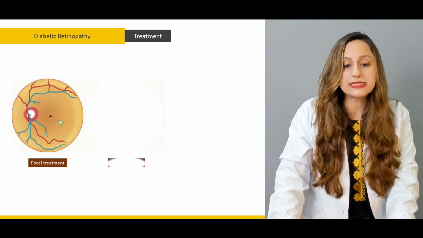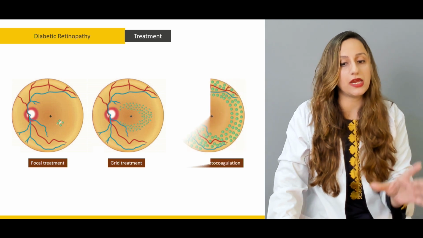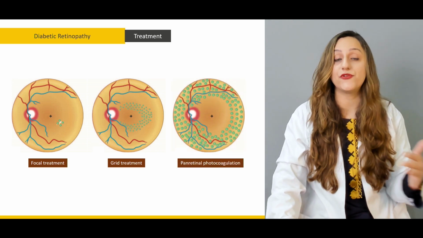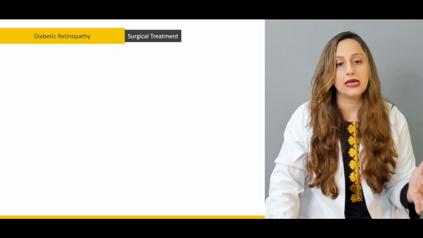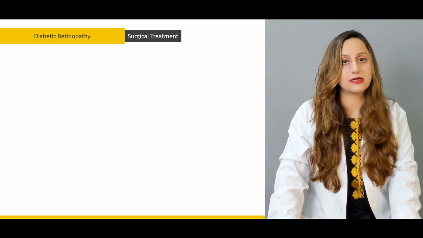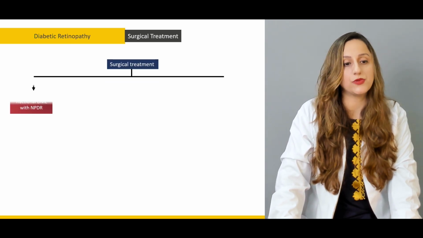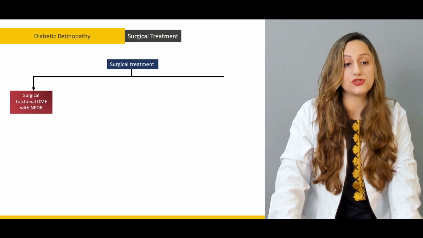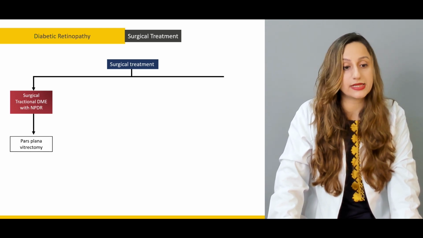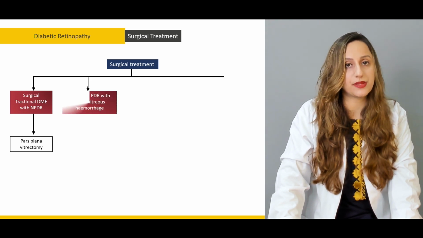The focal treatments are sometimes given. We have the grid treatments to treat a range of area, and then we have the pan-retinal photocoagulation involving the whole of the retina in this particular case. After the laser therapies, we have the surgical treatments out there involving the macular edema, the tractional kind, the non-tractional kind, in which we perform the pars plana vitrectomy for the patient.